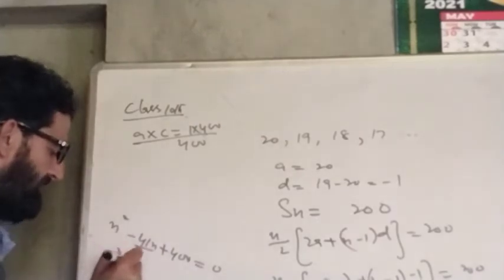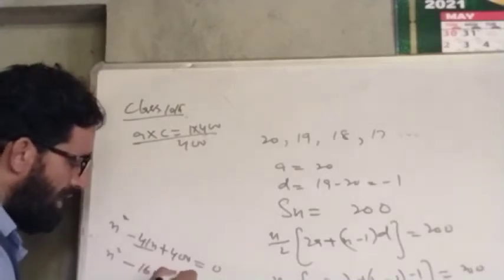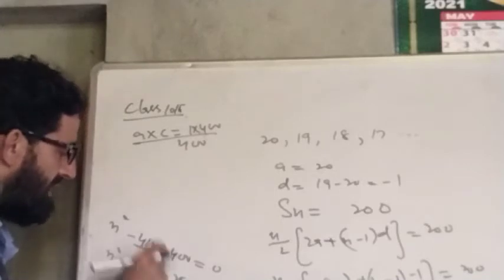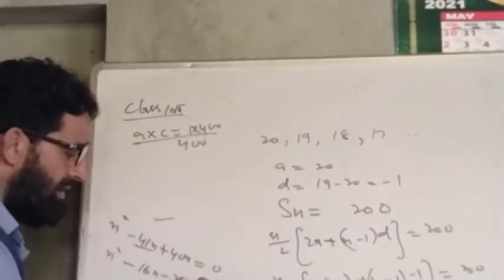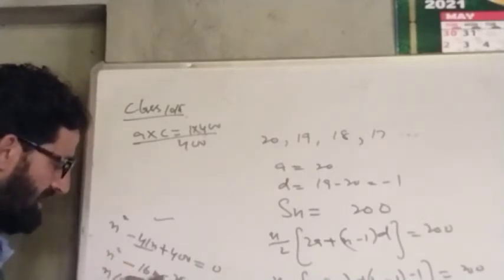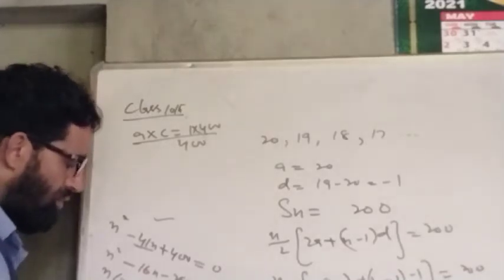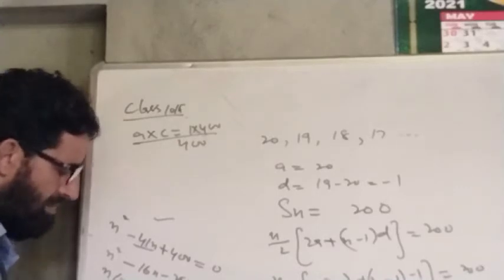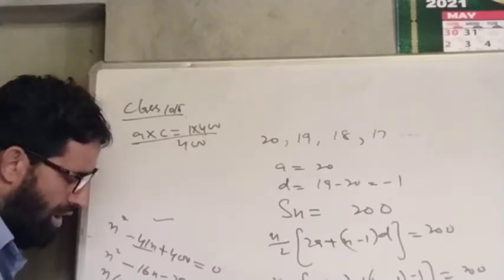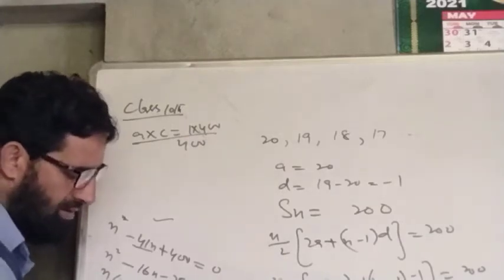This is n square. We write here minus 16n minus 25n. Now see, minus 16n minus 25n is minus 41n plus 400 is equal to 0. Now taking n common, this is n minus 16, minus 25 common, this is n minus 16 is equal to 0. So n minus 16 into n minus 25 is equal to 0. So either n minus 16 is equal to 0 or n minus 25 is equal to 0. So n is equal to 16, n is equal to 25.